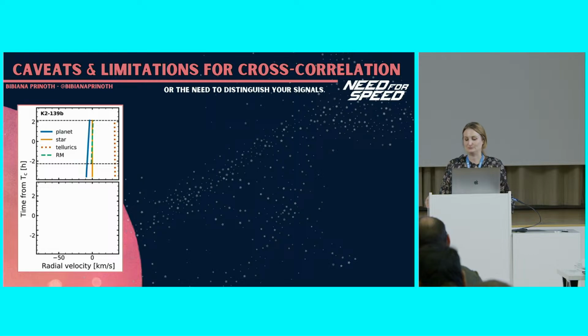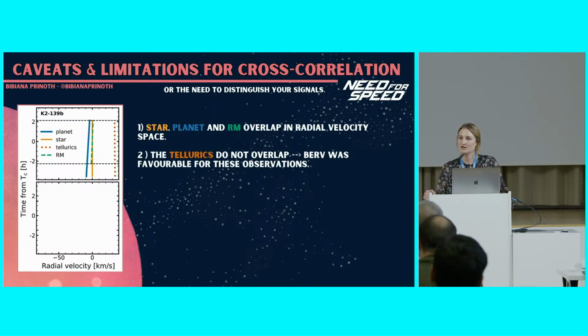Let me give you an example. Here we have this planet called K2-139b. It's a warm Jupiter, you don't really need to know all the details. But what I'm showing you here are the radial velocity extents of the different features. In blue you have the planet, in orange you have the star, in dotted dark orange you have the tellurics, and in dashed green you have the Rossiter-McLaughlin effect. You see one thing very clearly. The star, the planet, and the Rossiter-McLaughlin effect are pretty close to each other, right?